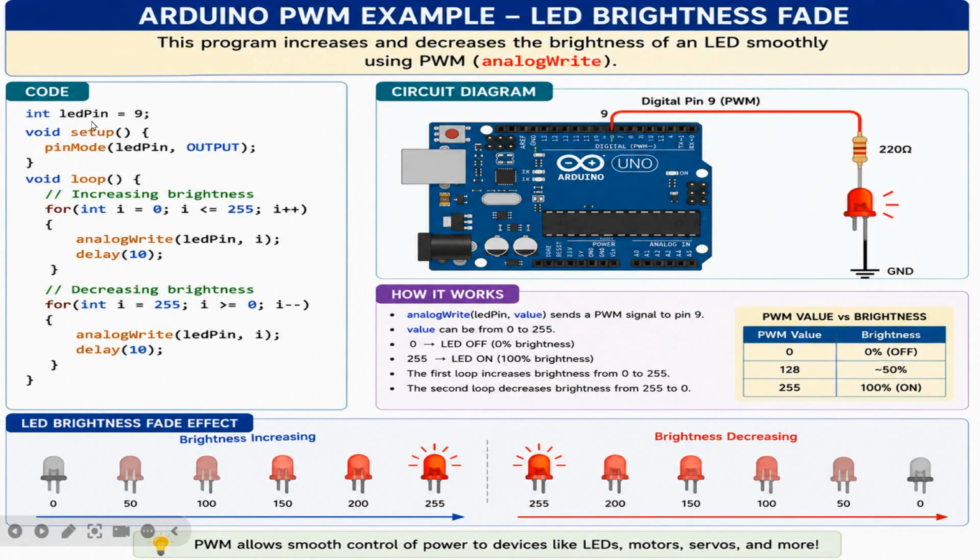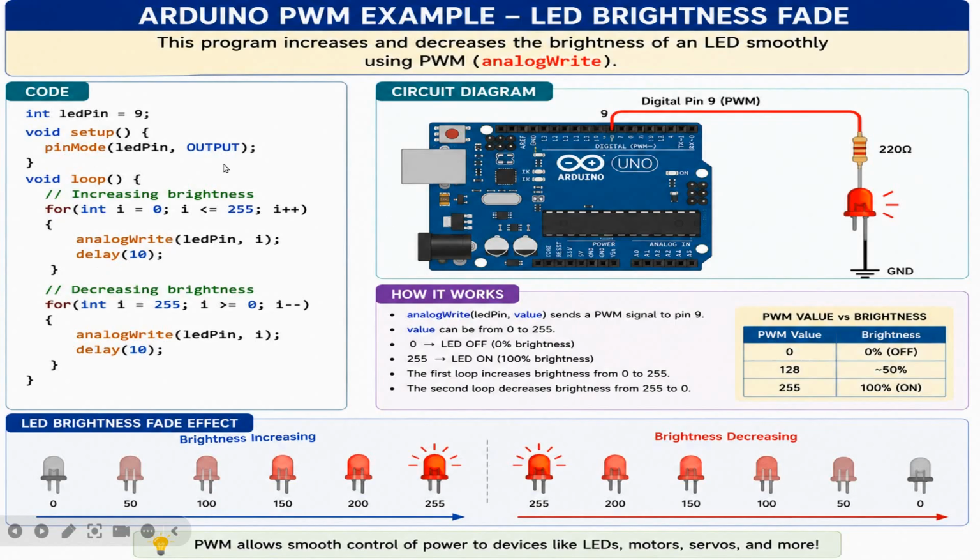Here we are defining the LED pin equal to 9. We are using digital pin number 9, which is a PWM pin. Then this is the void setup, which will run one time. Now this loop will run infinitely.